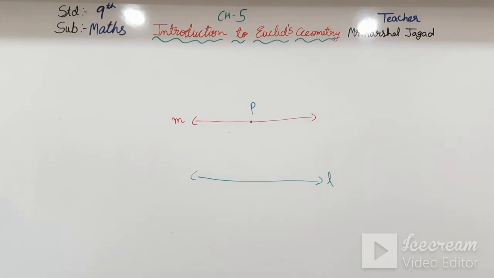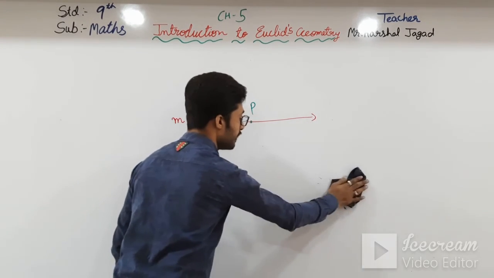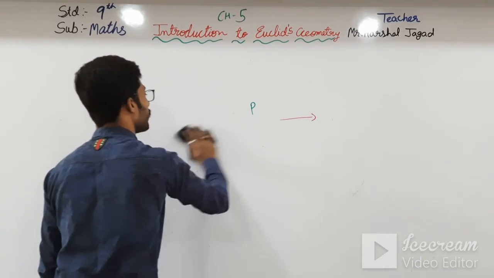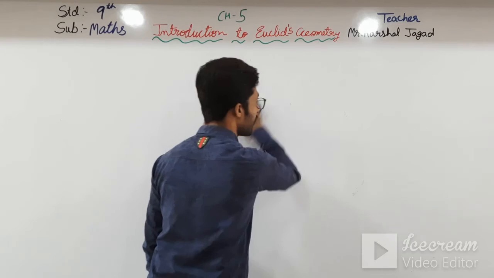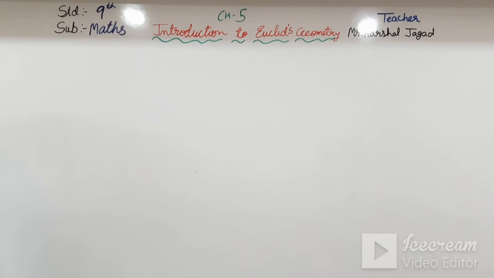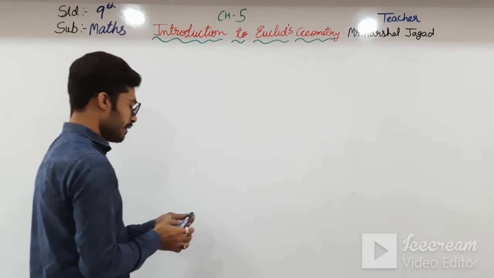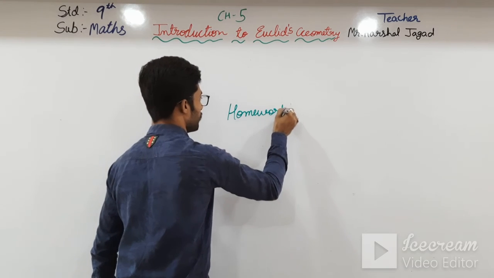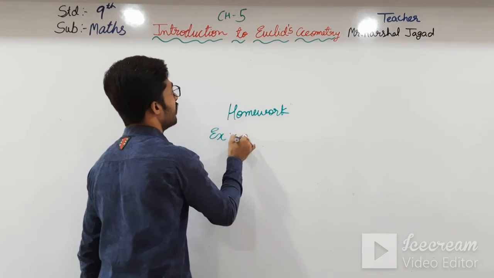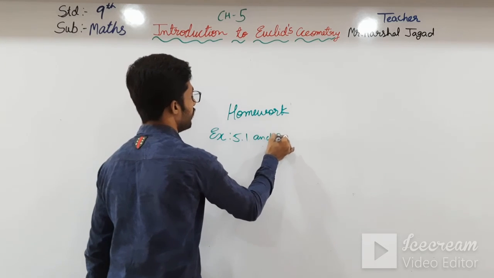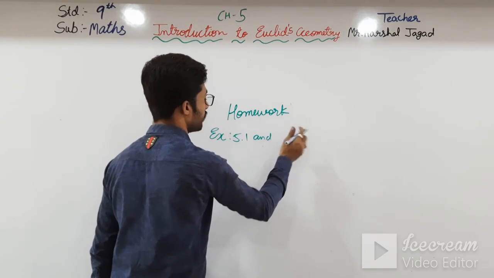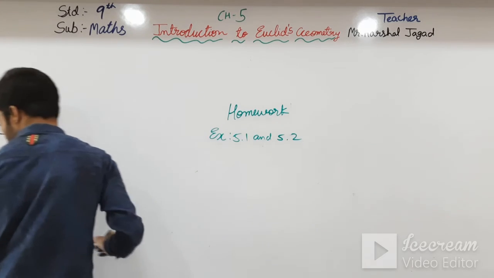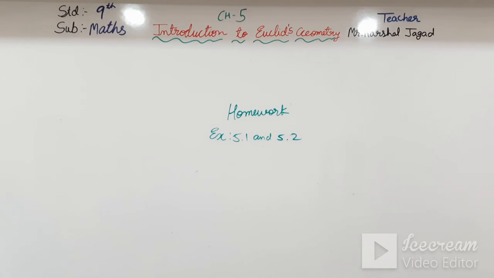So here we have just completed chapter number 5, and now please write down your homework. From the next video we will start a new chapter. Okay students, from the next video we will start a new chapter. So for homework, exercise 5.1 and 5.2. Okay students, and the examples which were there, examples 1, 2, 3.